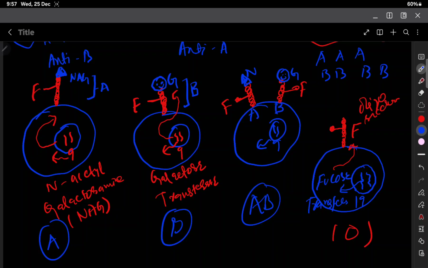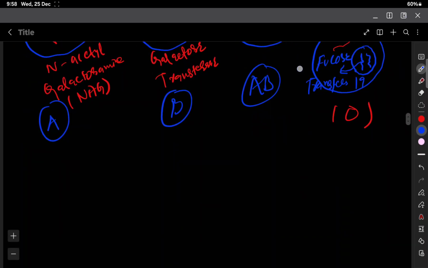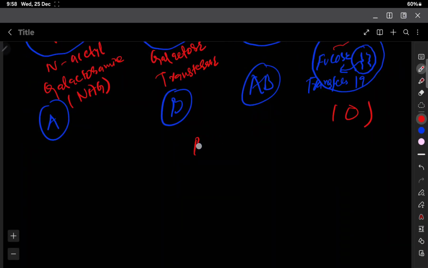That's why it's called blood group AB. One more thing we have to remember here: this fucose is also sometimes called antigen H. So you can remember, this is antigen H. H substance in blood group A gives rise to antigen A. H substance in blood group B gives rise to antigen B. H substance in blood group AB gives rise to antigen A and antigen B, while H substance in blood group O does not give rise to either antigen A or antigen B. Now we have one more type of blood group, called the Bombay blood group.